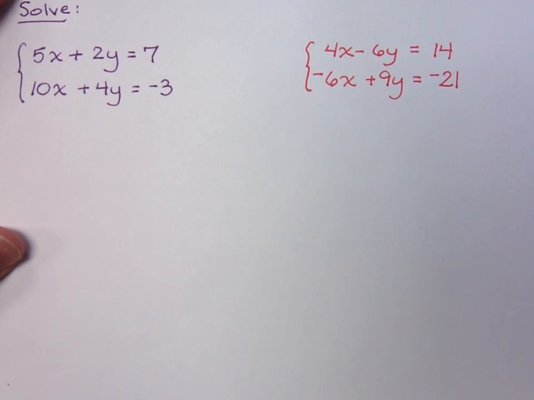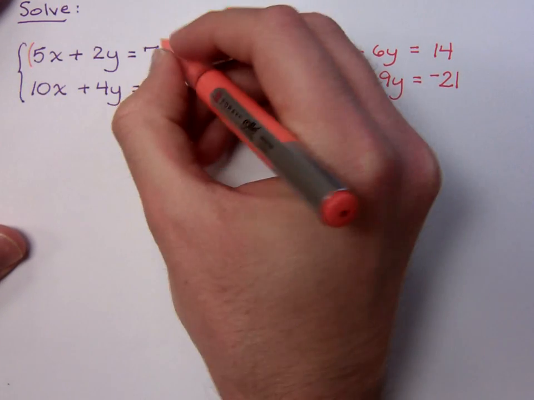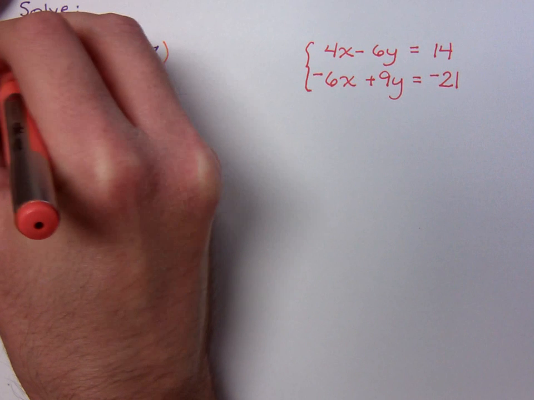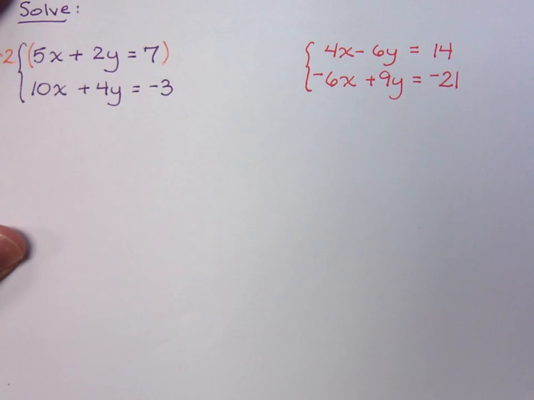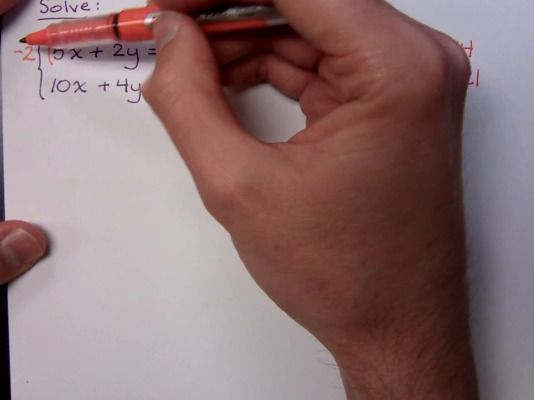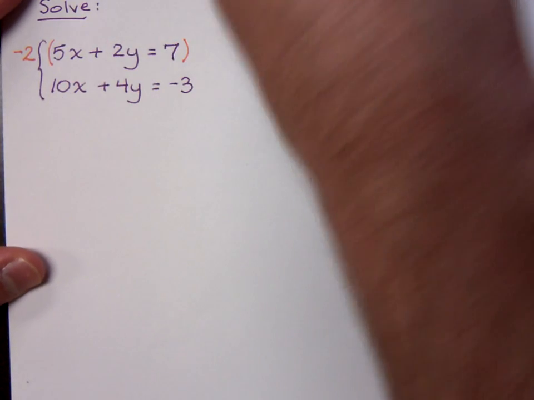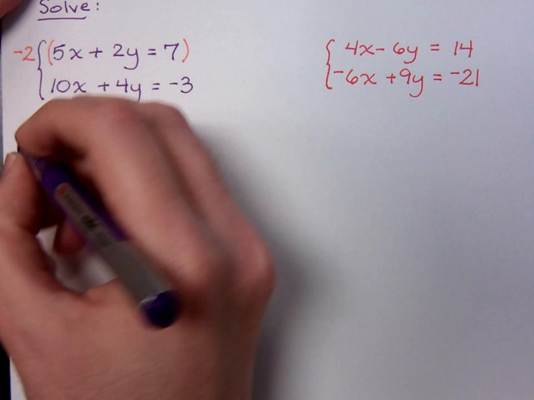So that means we need to multiply one or both of these guys by something so we get a variable to cancel. And what's going to work for us here is a -2 on this top equation. If I use a -2 here, -2 times 5x gives me a -10x, so that guy's going to cancel. So let's see what happens whenever I do that.